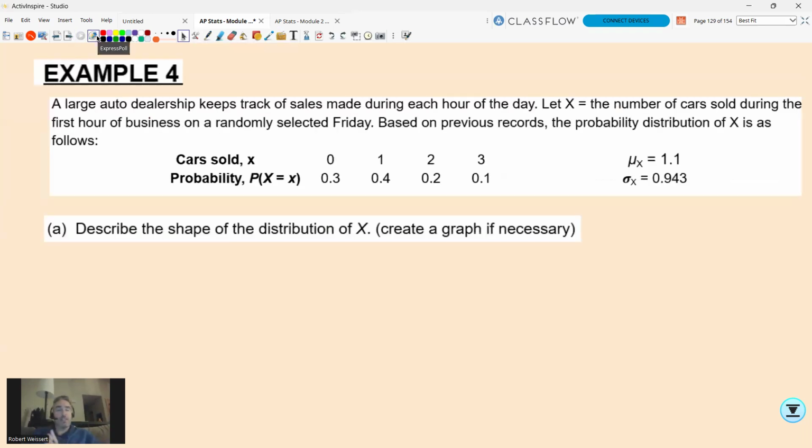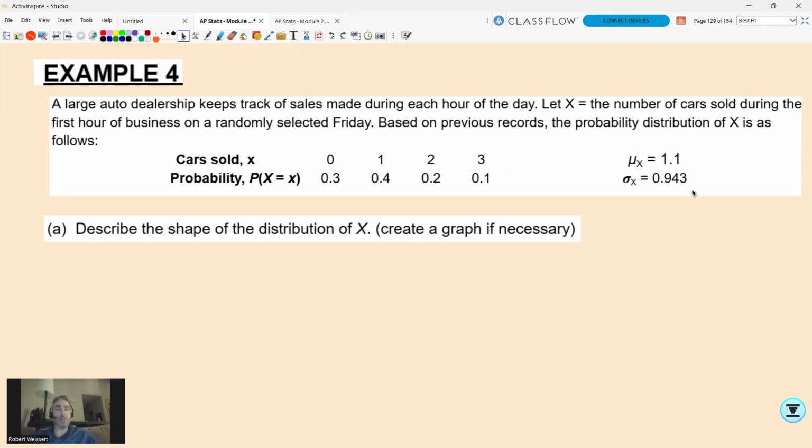So let's look at the last example. Example 4. A large auto dealership keeps track of sales made during each hour of the day. Let X equal the number of cars sold during the first hour of business on a randomly selected Friday. Based on previous records, the probability distribution of X is as follows. Zero cars sold, one car sold, two cars sold, three cars sold. We got our probabilities laid out. And the mean and standard deviation have already been calculated for us.